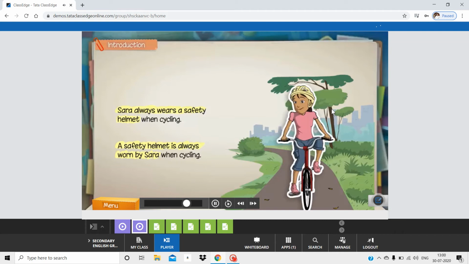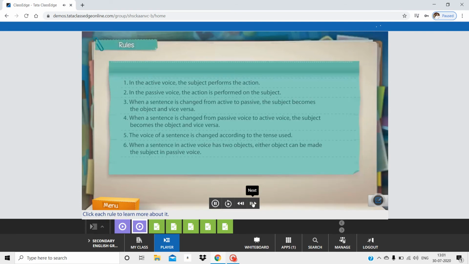The first way of describing the information is called the active voice. The second way of describing the information is called the passive voice. Let's find out more about active and passive voice. Let's take a look at some rules for identifying and using active and passive voice. Click each rule to learn about it.